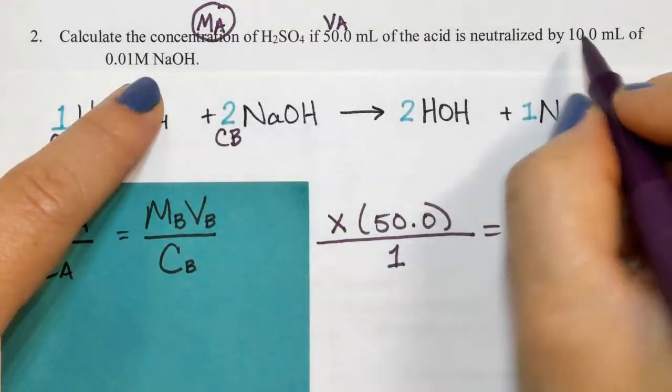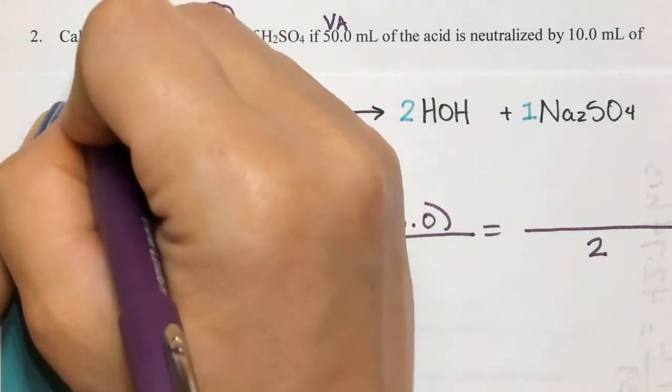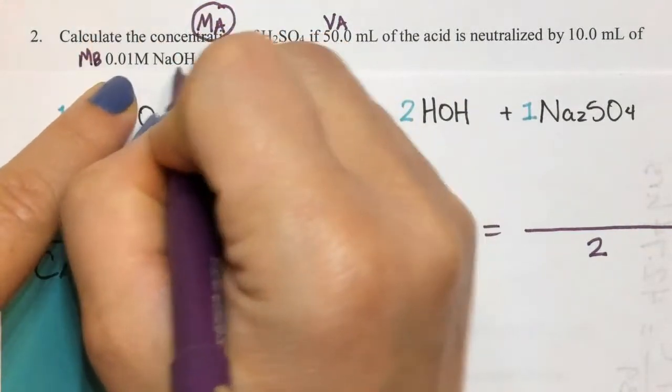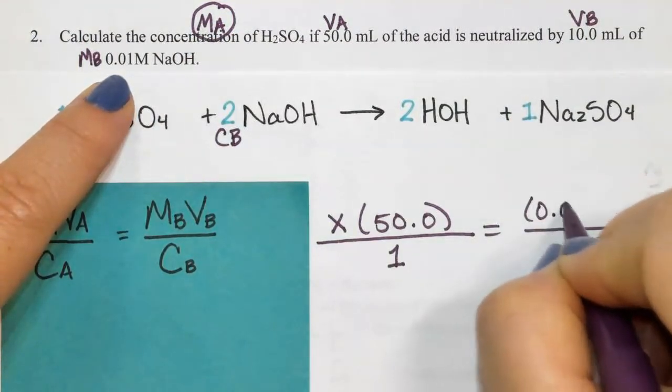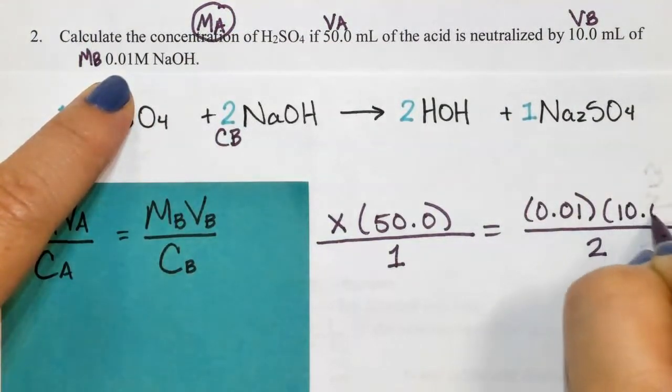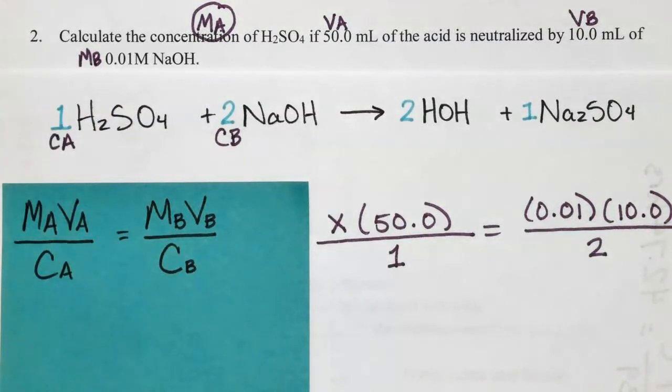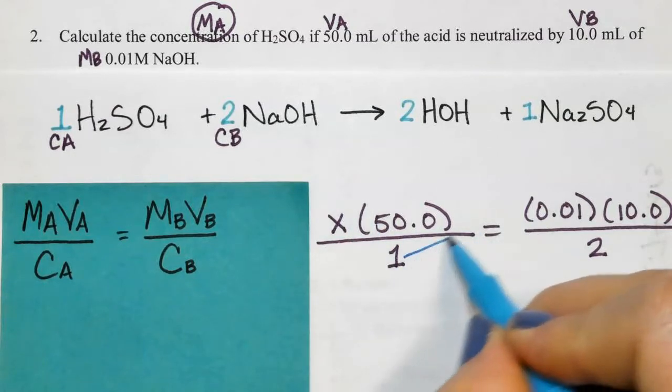And then as I continue to read my information of the base, this is the molarity of my base, sodium hydroxide, this is the volume of my base. So this is going to go 0.01 times 10.0. Now we're going to solve this by cross multiplying. Do not cross at the X first. We're going to cross here.